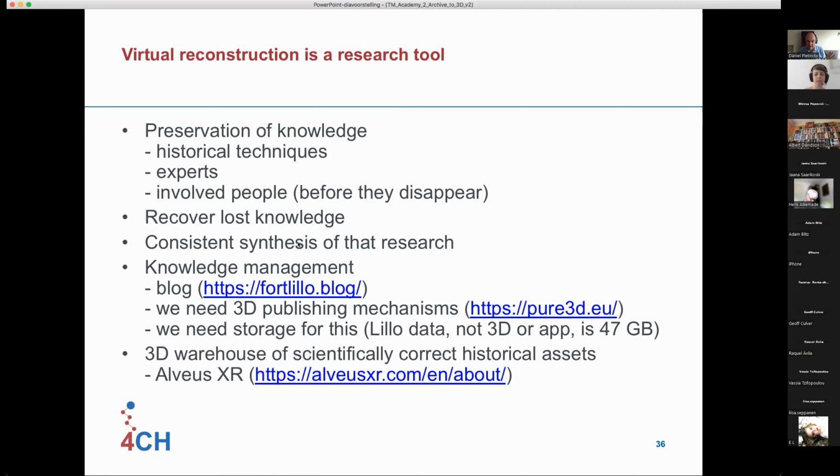We'll talk about that next session. But the main thing is this. It's really bringing together knowledge and putting that in something that is consistent in a consistent virtual world. So that means, in fact, one of the things that we need to do is knowledge management. And I had a meeting about that within our 4CH network yesterday in Den Haag.